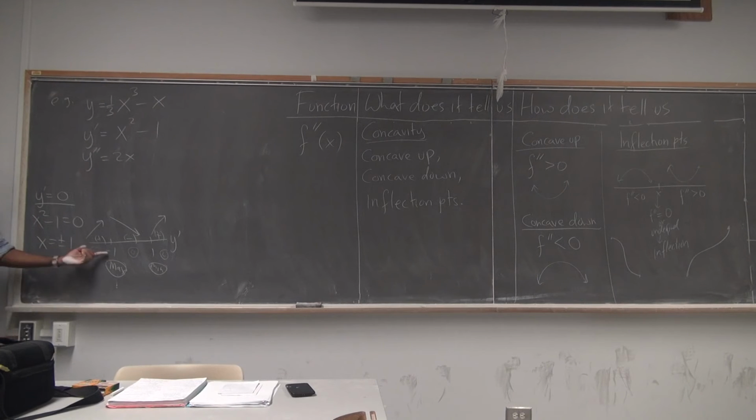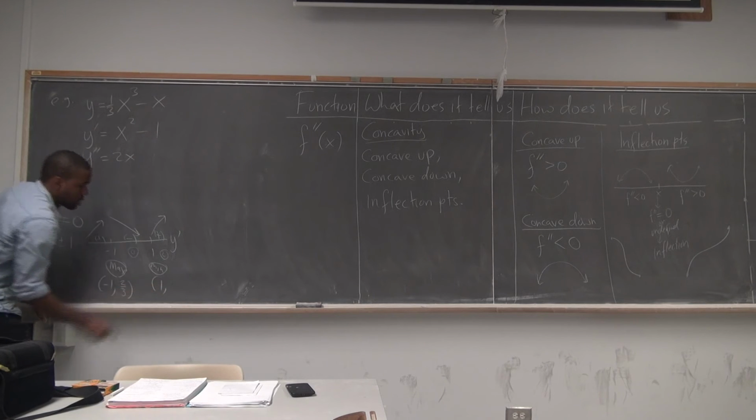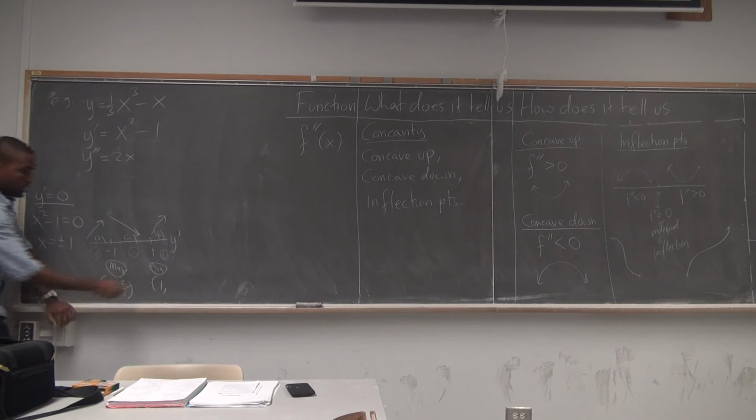And what if I need to find the coordinates of that maximum or minimum? Plug it back into the original. I can figure out that at minus 1, comma, plug in minus 1 here, I get minus a third plus 1. I get 2/3, right? At minus 1, comma 2/3, I will have a maximum locally. Here, at 1, plug it in here, I get minus 2/3.